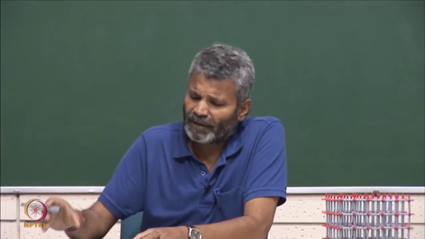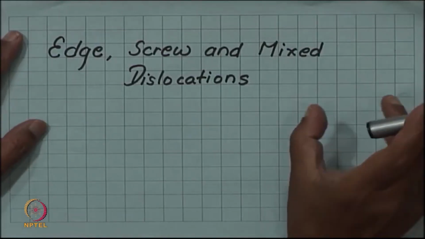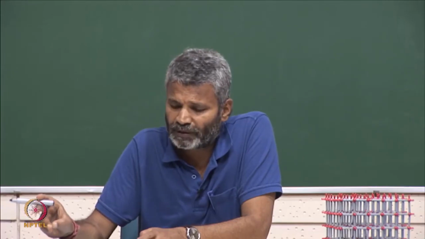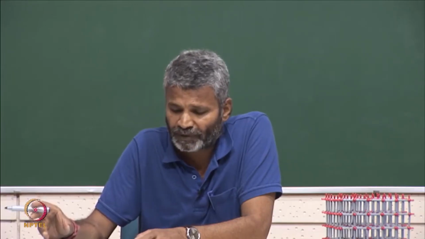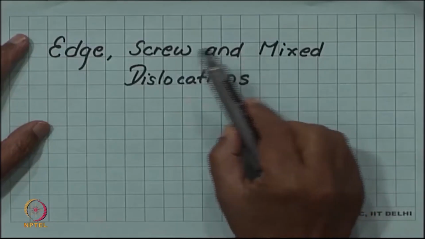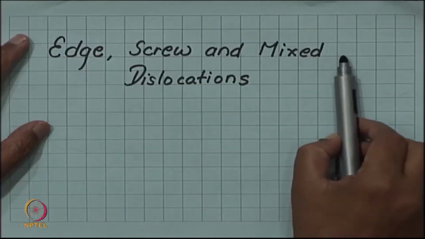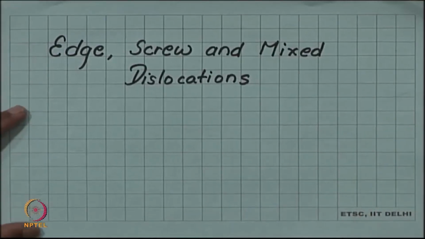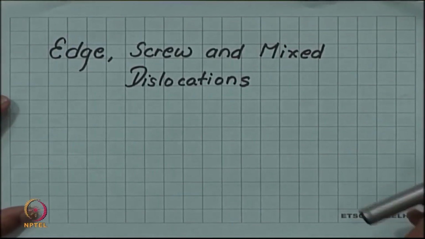We have seen the edge dislocation previously, but edge is only one of the possible configurations of dislocation line. There are other possible configurations which are known as screw and mixed dislocation. So, let us look at edge, screw and mixed dislocations together as a classification of dislocation line.